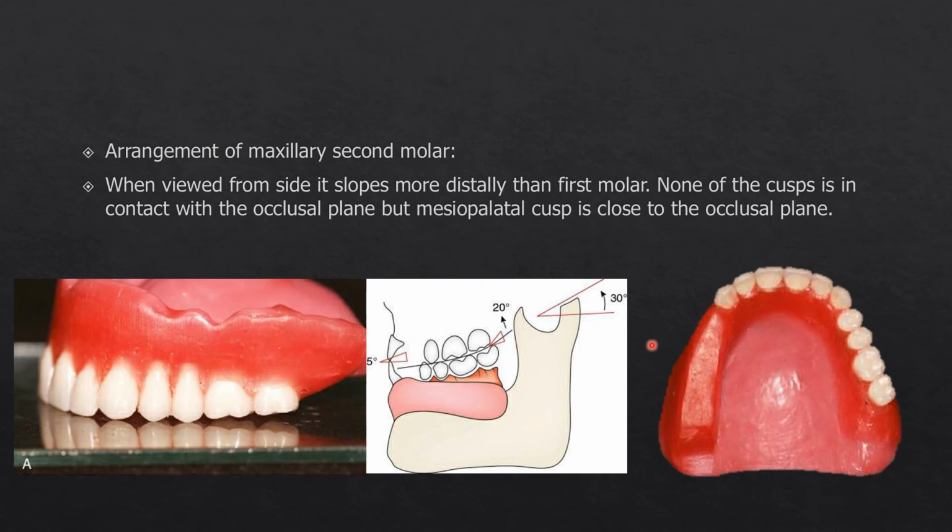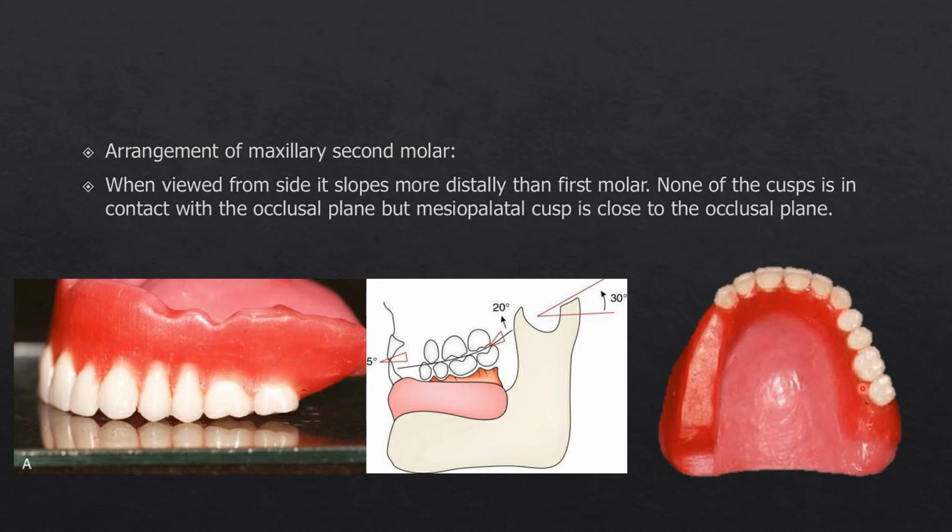Next, coming to the arrangement of the maxillary second molar, as I said, the maxillary teeth arrangement will follow the curve of Spee and the curve of Monson, depending on the rotating center of the condyle of the patient. So here again, the second molar is also set so that when viewed from the side, it appears to be tipping distally, but the difference is that the mesiopalatal cusp of the second molar will not contact the glass plate, but it will be the closest to the glass plate.